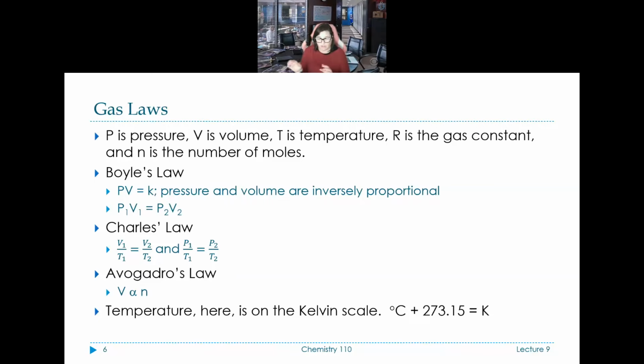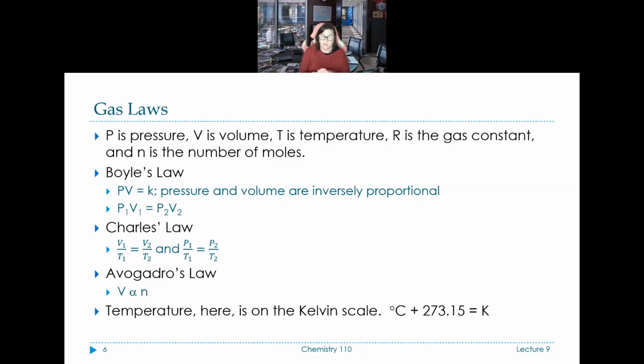Charles' law, and also Gay-Lussac's law, we always call it Charles' law, but they were both involved in this, gives us V1 over T1 equals V2 over T2, and P1 over T1 equals P2 over T2. What that means is that the volume and the temperature are directly proportional, and the pressure and the temperature are directly proportional. Again, we can talk about V1, T1 as initial conditions, V2, T2 as changed conditions. Same for P1, T1, P2, T2. So there are our relationships there. We'll get to how all of this fits together in just a second.